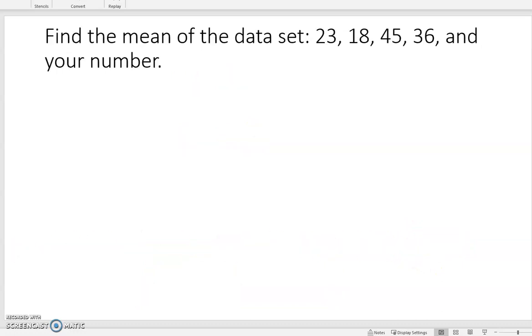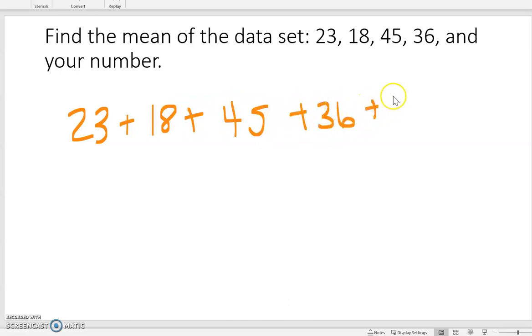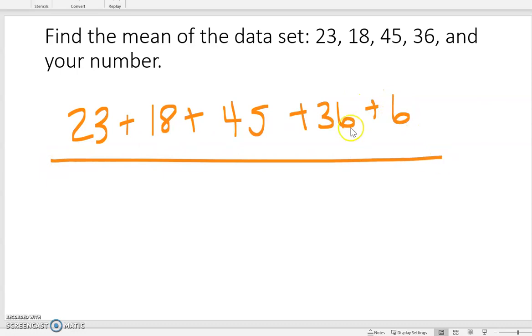For slide 13, you're finding the mean, which is the average. To find the mean, take all of these numbers, add them up, include your number, so for me I would have 6, and then you'll divide by how many numbers there are. 1, 2, 3, 4, 5. For this one, you can have your solution come from a calculator as long as I can see how this is set up, and you'll have a decimal as your answer.